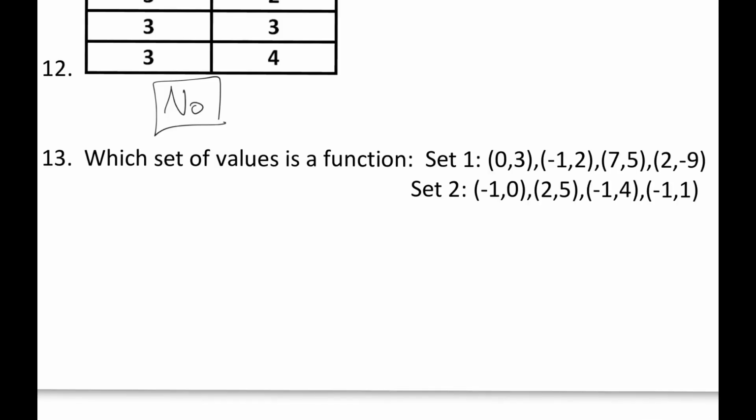Number 13, it says here, which set of values is a function? Now the sets of values are ordered pairs. We have set number 1, with the ordered pairs (0, 3), (negative 1, 2), (7, 5), (2, negative 9). And then you see set number 2, and we have those ordered pairs right here. Now the same thing as tables, you look at the x values and make sure that the x values are not repeating in order to say it is a function.